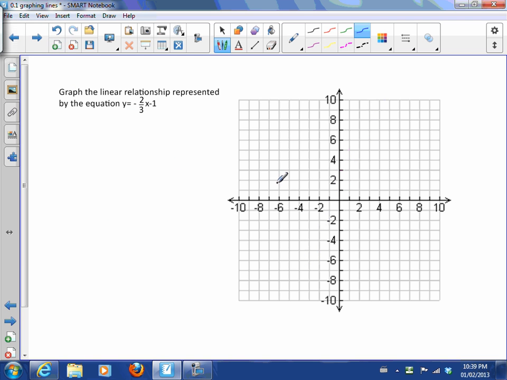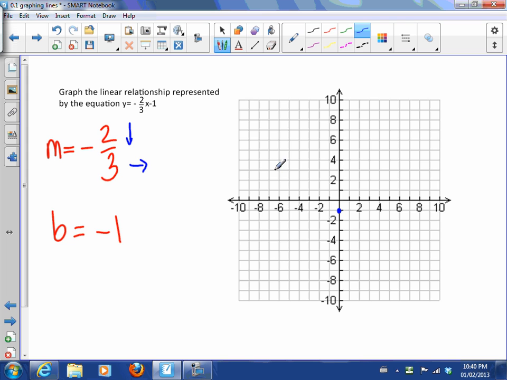So let's do one more together. Graph the linear relationship represented by the equation y equals negative 2/3 x minus 1. So now our slope is negative 2/3, and our y-intercept is negative 1. So what that means is I'm going to have my y-intercept at negative 1. And negative 2/3 means instead of rise over run, this is actually down 2 and then over 3.